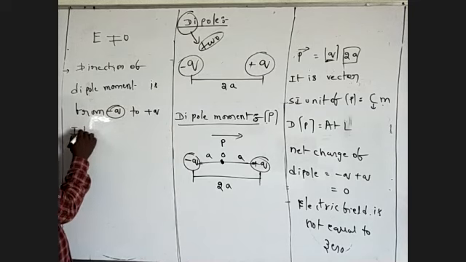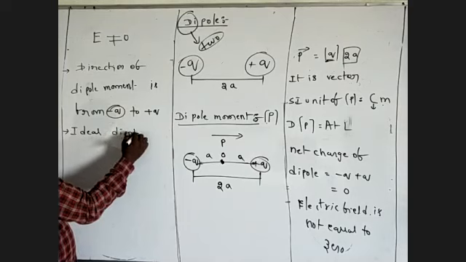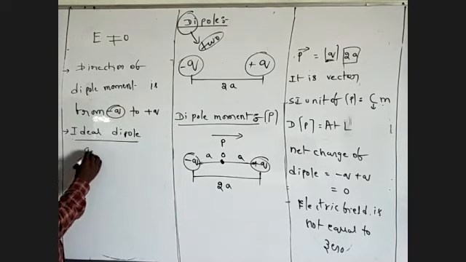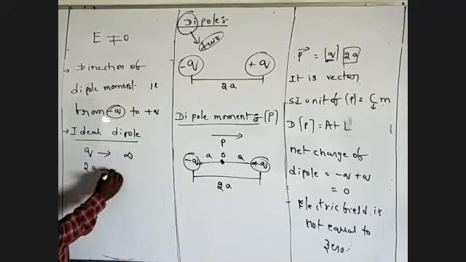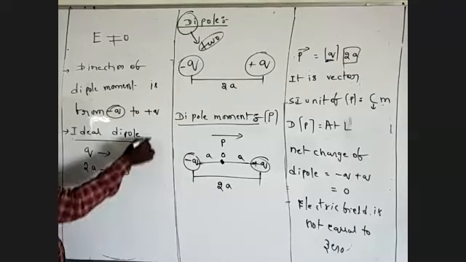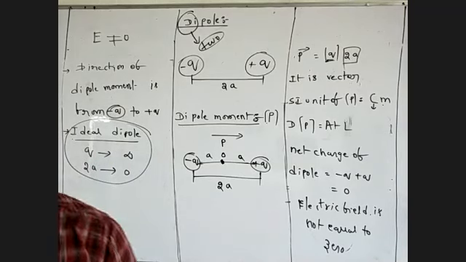Next, ideal dipole. An ideal dipole means Q becomes infinity and 2a becomes 0. That is what we call an ideal dipole.